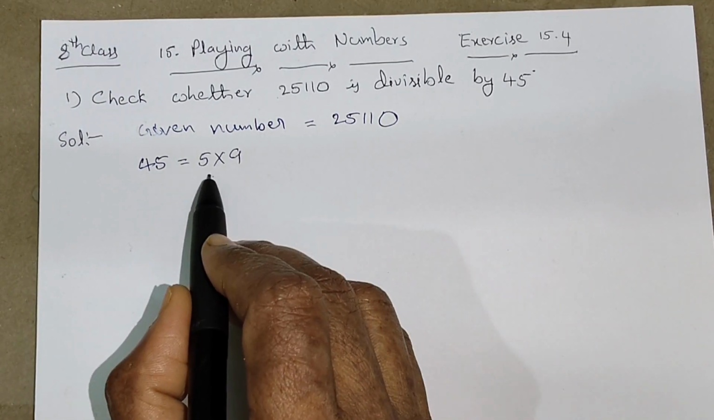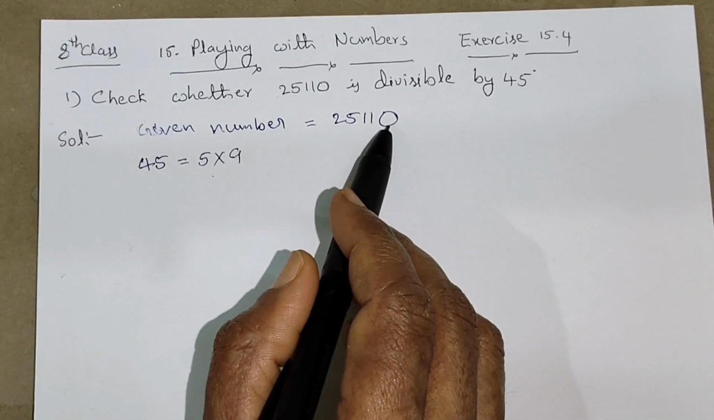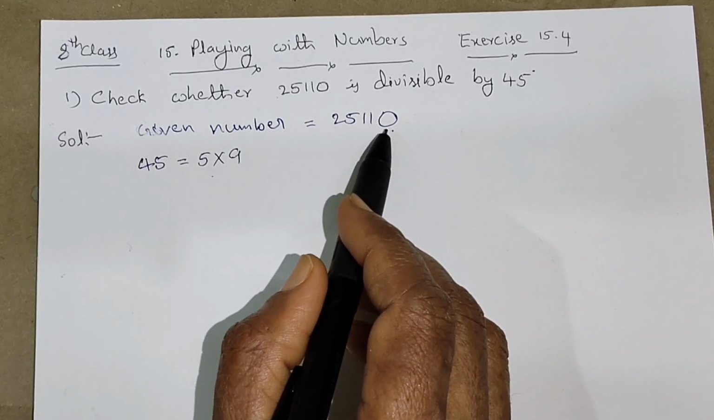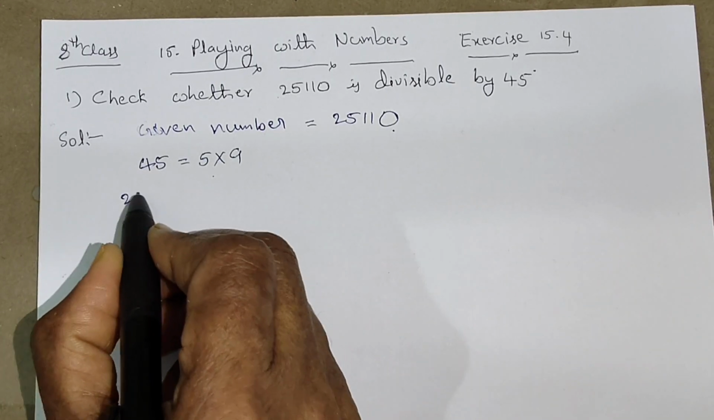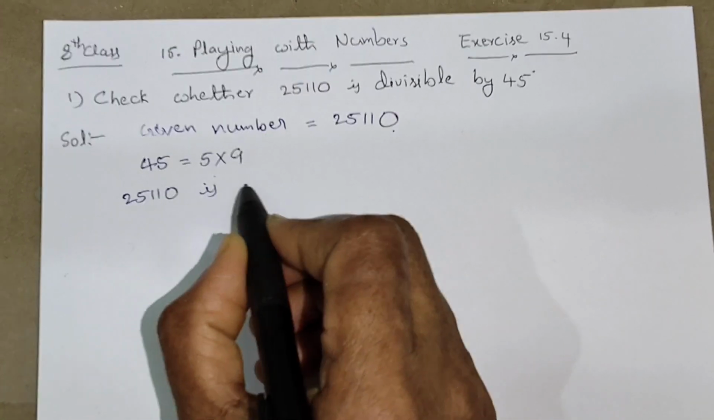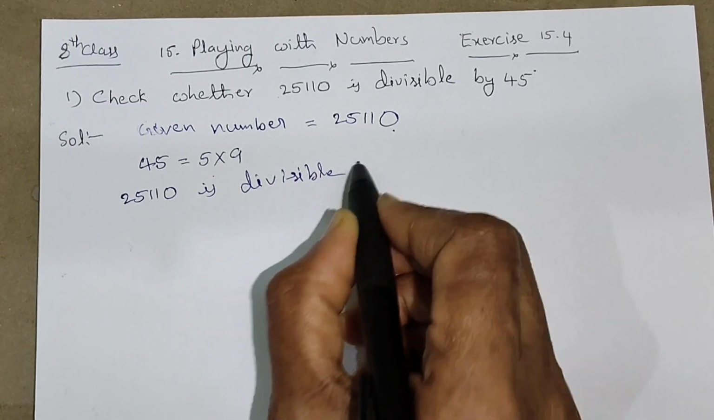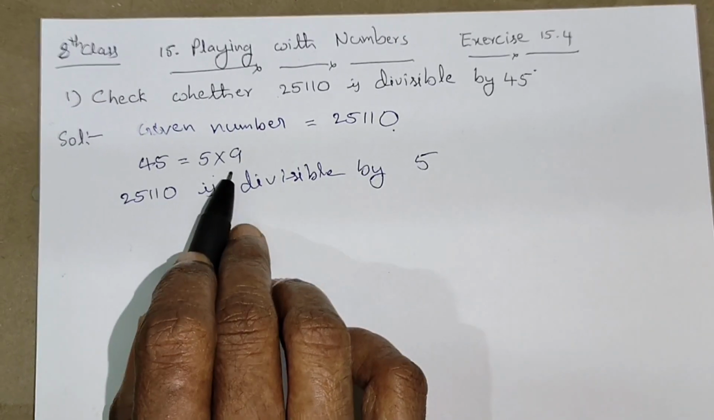First we check the 5 test. If the units place is 0 or 5, that number is divisible by 5. Here 0 is there, so 25110 is divisible by 5. Next we check the 9.